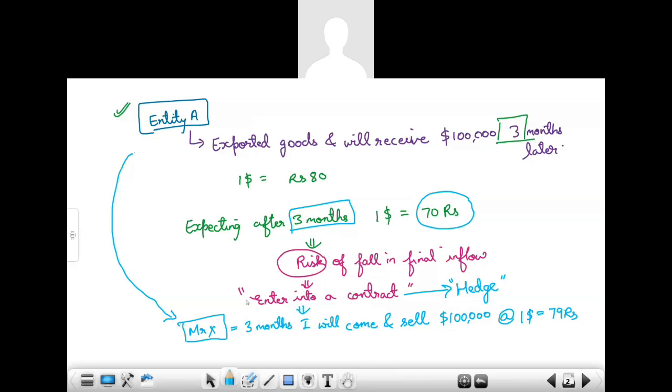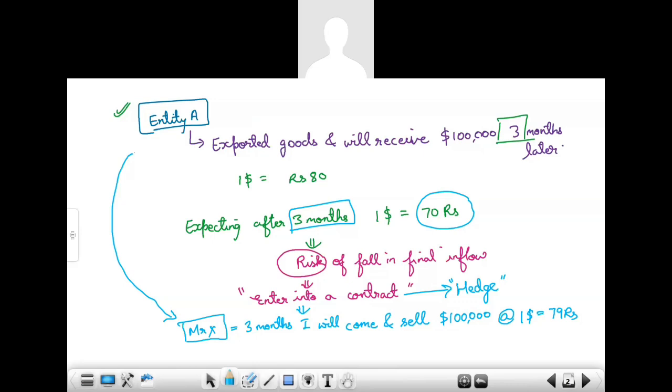Hedging is just another contract entered into in order to make sure that future risk is reduced, future uncertainties are under control. If there are receivables, then our receivables are maintained, or you receive a little higher amount. Whereas if it's a liability, you want to reduce it as much as possible.